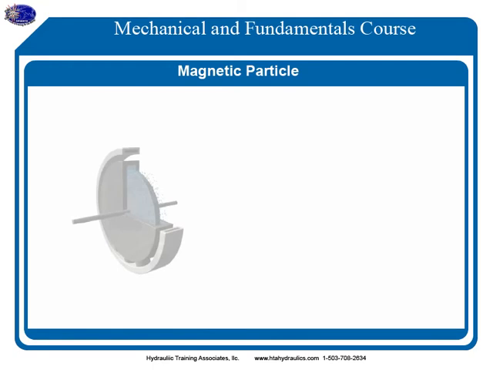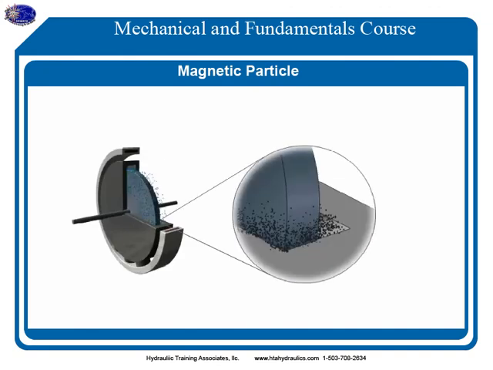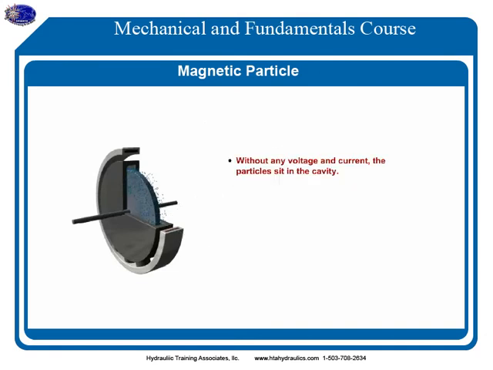The basic components of a magnetic particle brake are the rotor connected to the input and output shaft, stationary housing, magnetic particles, and electromagnet. The magnetic particles, similar to iron filings, are located in the space between the rotating disc and the stationary housing. Without any voltage and current, the particles sit in the cavity. When voltage and current is applied, the electromagnet coil is energized.